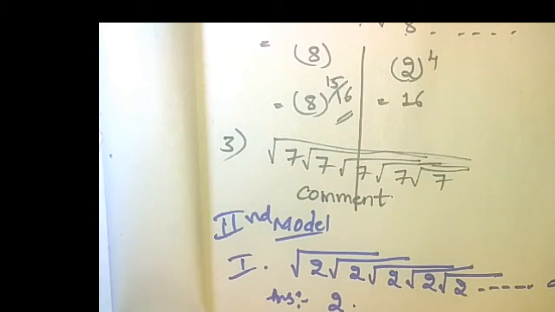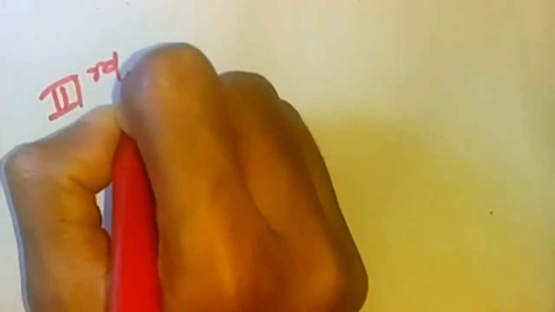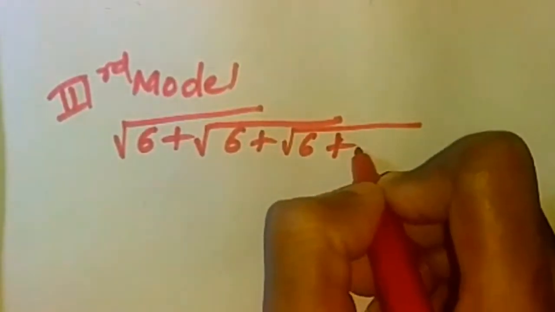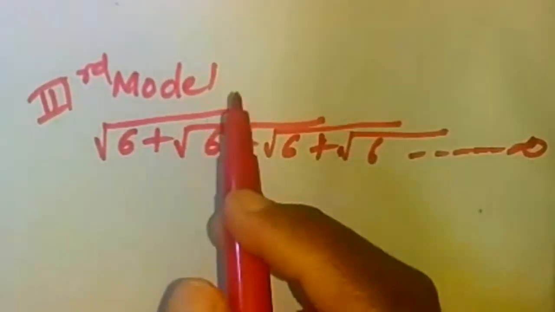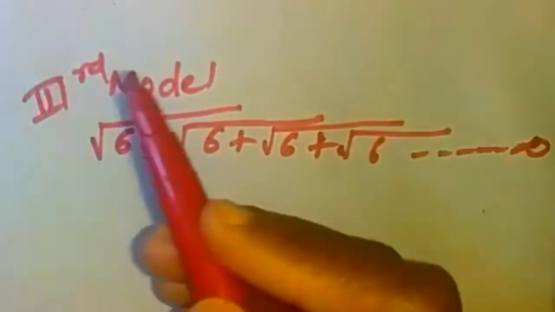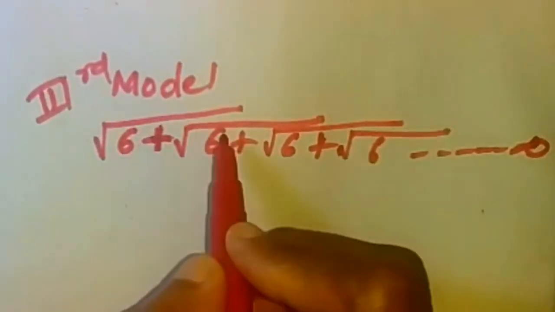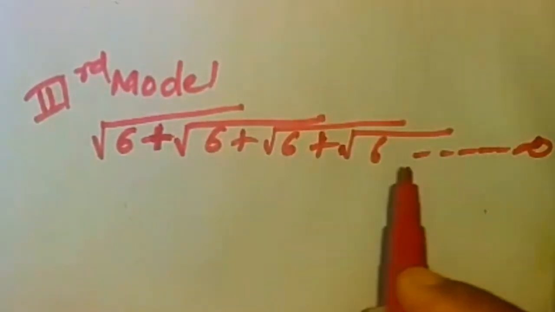So I think everyone is clear with these two methods, and let's go for one more method. Here is our third model, when it is under root 6 plus under root 6 plus under root 6 plus under root 6 and so on, infinity. What is the difference between the previous problems and this? In the previous problems there is no plus symbol; it is only multiplication. Whereas in this problem, there is a plus symbol and infinity at the end.